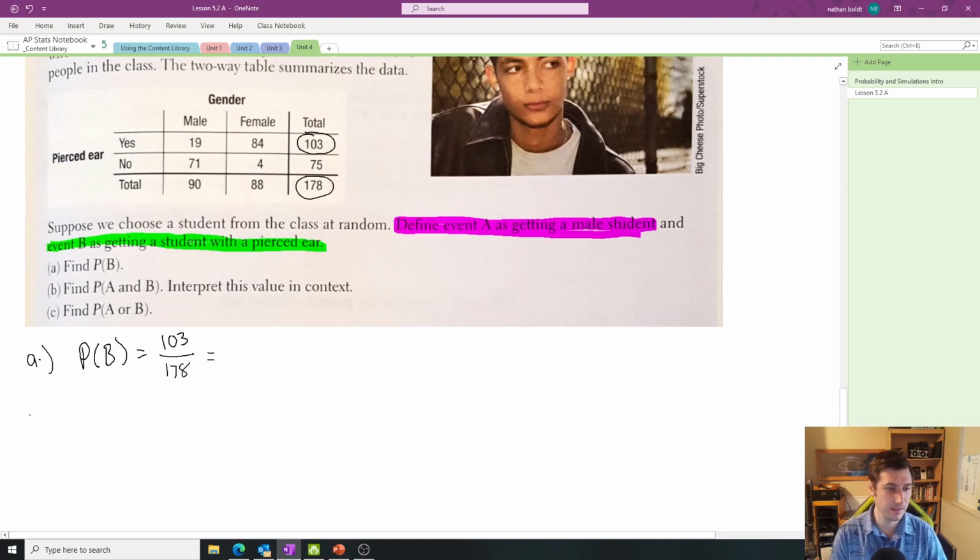Part B. We'll find the probability of A and B. So what is the probability of being a male student, and B, having a pierced ear?